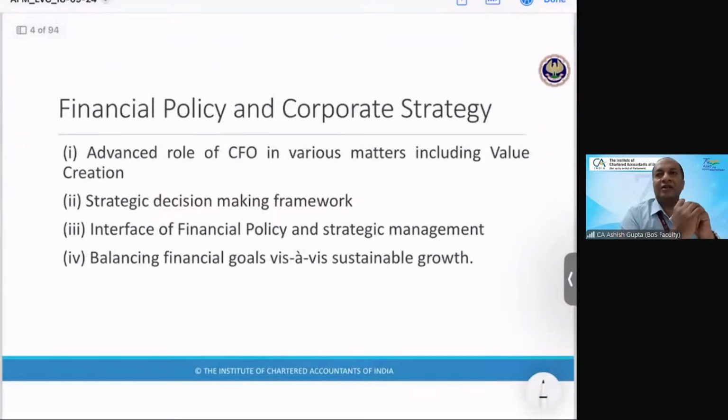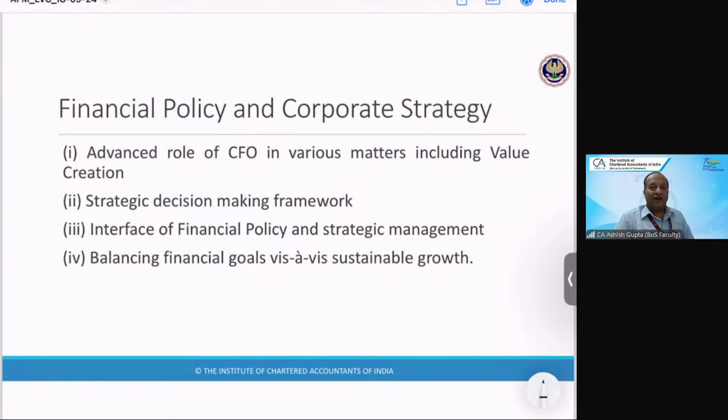Now when we talk about the syllabus, student, our syllabus has been divided into 6 sections. In the first section, we are covering 3 topics that we will discuss now. The first topic is basically Financial Policy and Corporate Strategy. Basically, this topic is theory oriented, of course, but numerical questions can also be asked from the same topic. So my request to you, please don't pay heed to the rumor, just go through the theory only from this topic. This topic is equally important from the practical aspect also.